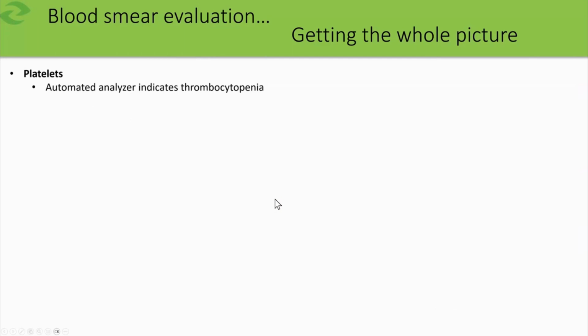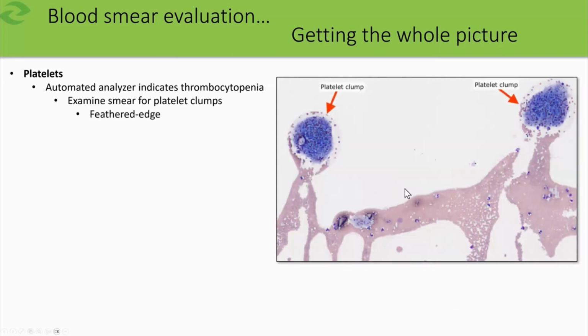All right, moving on from white cells to platelets. So the automated analyzer indicates thrombocytopenia. Difficult venipuncture may actually cause platelet clumping, so you need to examine that feathered edge. We are at the extreme feathered edge here. This is what a massive clump of platelets looks like. This is also a clump of platelets. So most likely that thrombocytopenia from the automated analyzer is artifactual. It's a falsely low count.